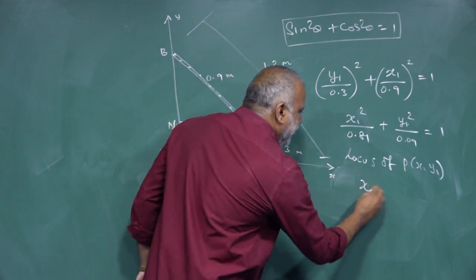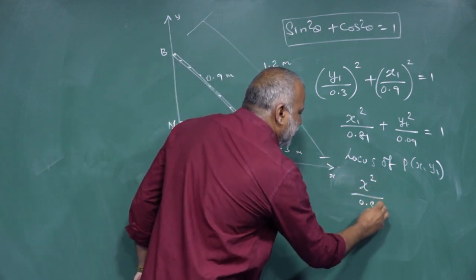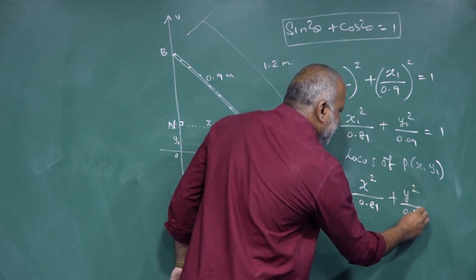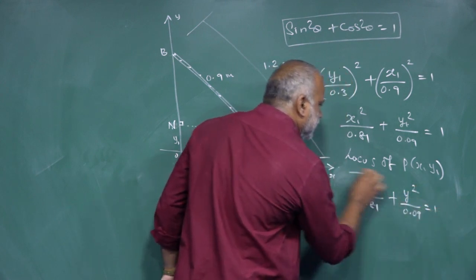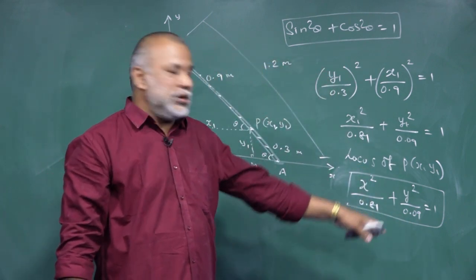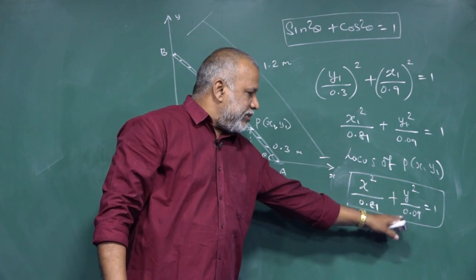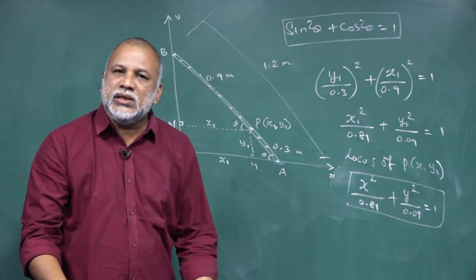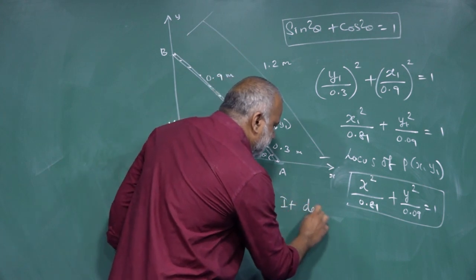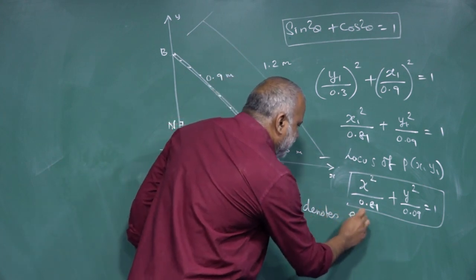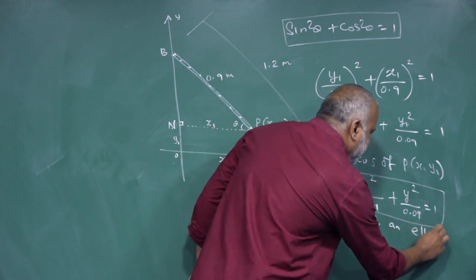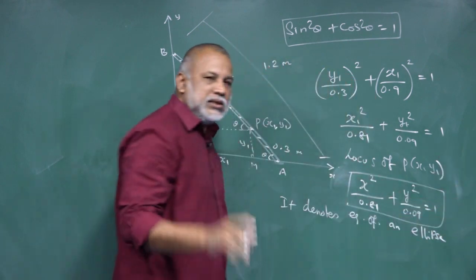Therefore, I can say x squared by 0.81 plus y squared divided by 0.09 equal to 1. See, it is in the form of x squared by a squared plus y squared by b squared equal to 1. Therefore, it denotes the equation of an ellipse. That is question number 1.